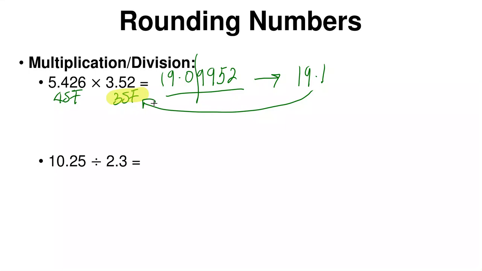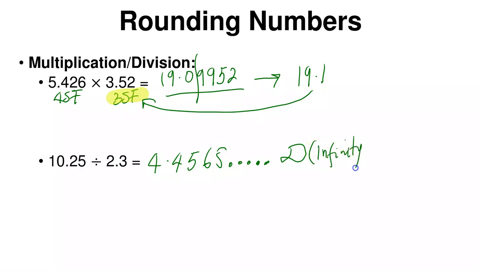The same thing goes for the next one we're going to be talking about here. So multiplication and division follow the same rule. Here, if you put it in your calculator, you're going to have 4.454565... The number will not end. This is a typical irrational number going on to infinity in your calculator. This sign represents infinity. It doesn't end because it's an irrational number. But if you look at this now, this is a 4 significant figure.